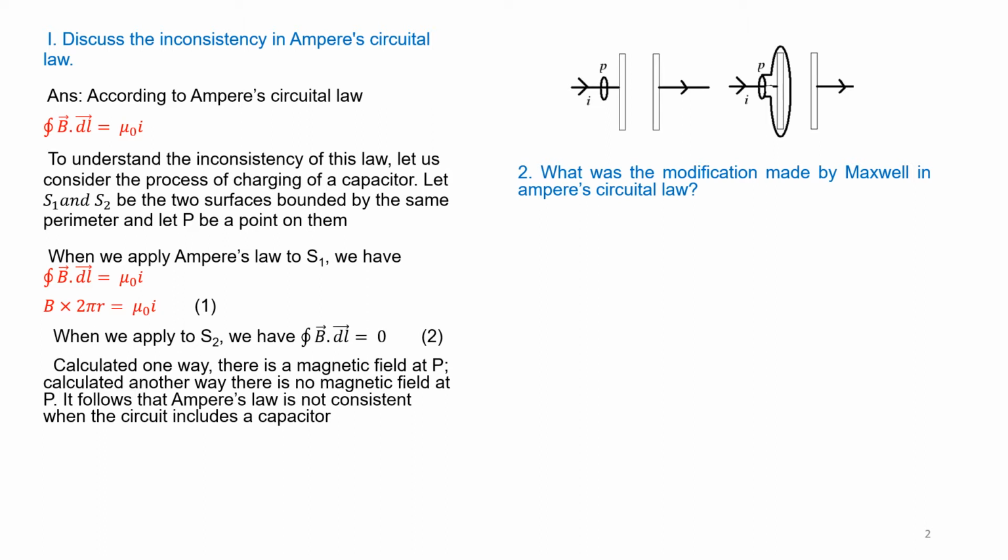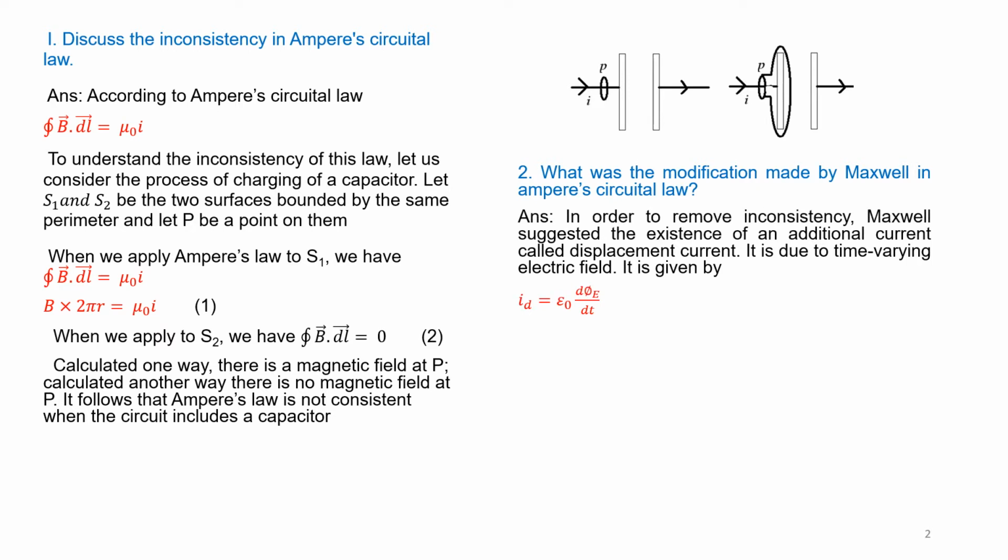Question number 2. What modification was made by Maxwell in Ampere's circuital law? Answer. In order to remove the inconsistency, Maxwell suggested the existence of an additional current called displacement current. It is due to a time varying electric field and is given by I_D is equal to epsilon naught d phi_E by dt.